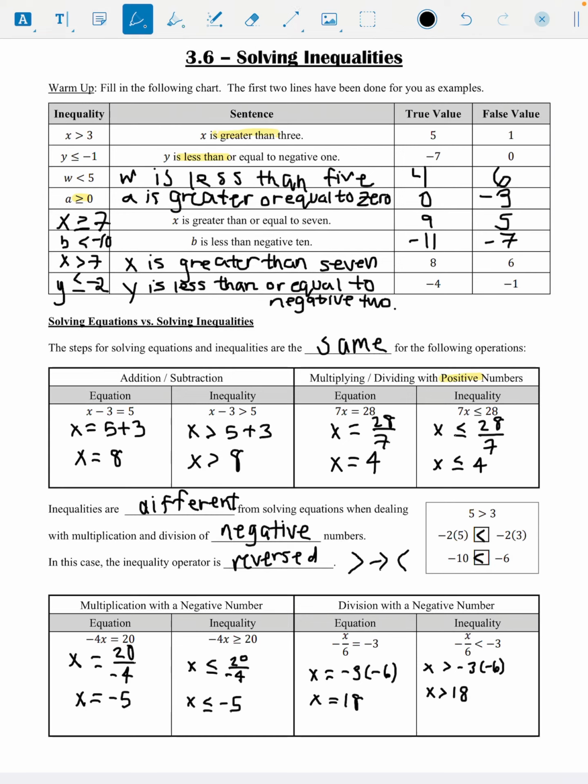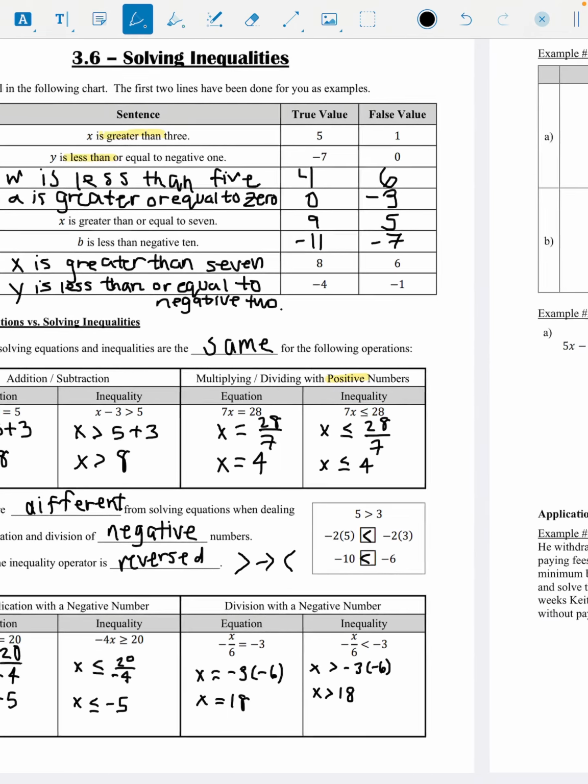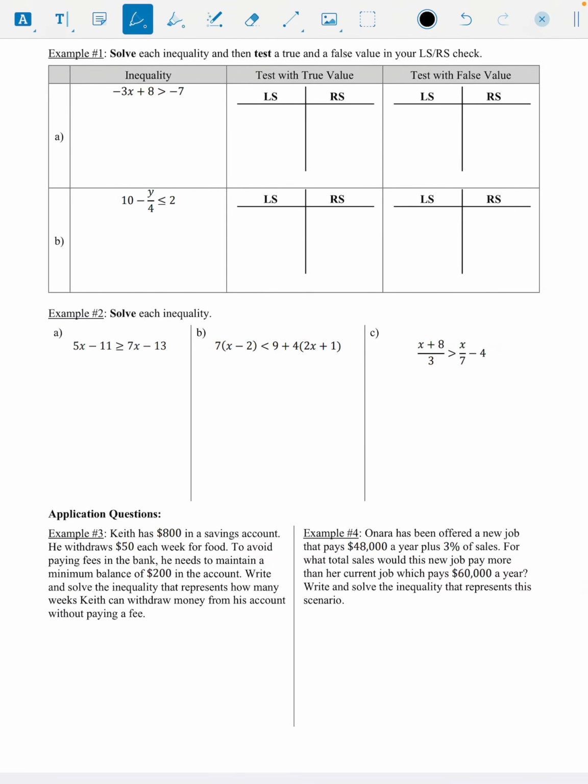So let's try the example on the back. Example number 1 says solve each inequality and then test a true and a false value in your left side, right side check. When you test a true value, you want to prove that your inequality is correct. For example, in example 1a, it says negative 3x plus 8 is greater than negative 7. When you solve the inequality, you want to choose a true value that satisfies it.